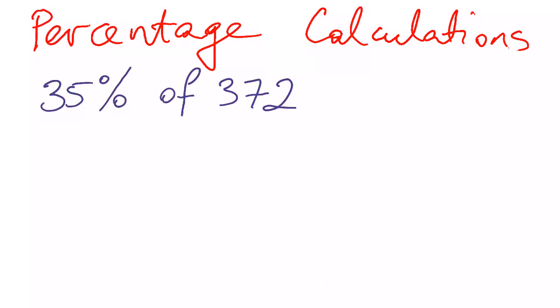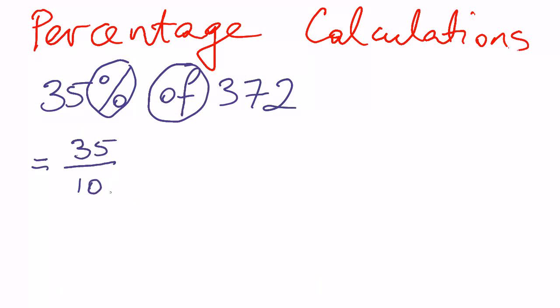Because these numbers are not so nice, I probably could do this in my head, but you know what? My calculator's right here, so I'm going to use it. But how do I know what to enter into my calculator? Well, I have to rewrite this in numbers. I've got to get rid of this little percentage symbol. I've got to get rid of this word of. So the percentage, of course, just means divided by 100. So 35 over 100. And my of actually means times.